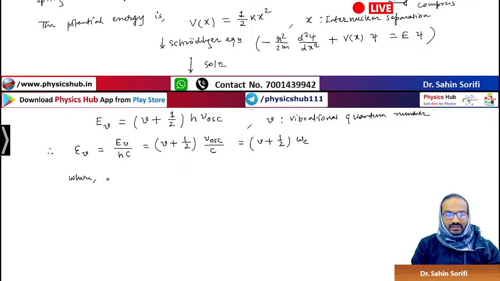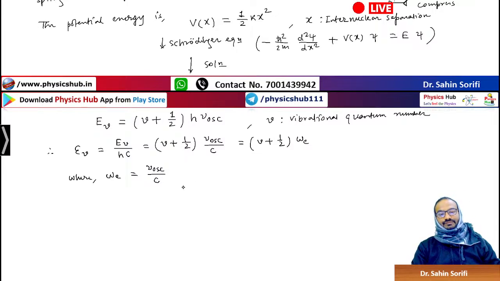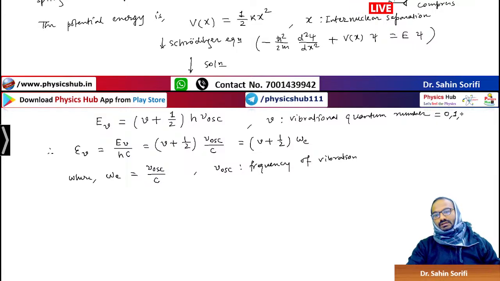Where omega E equals nu oscillation by C. What is nu oscillation? Nu oscillation is the frequency of vibration. And I forgot to mention what is the value of V, the vibrational quantum number. It can take values 0, 1, 2, 3.